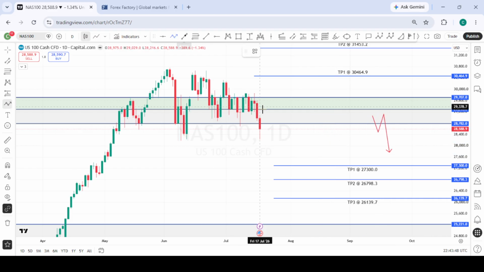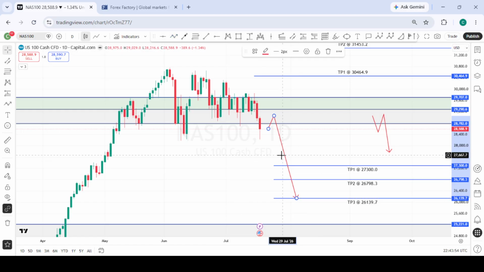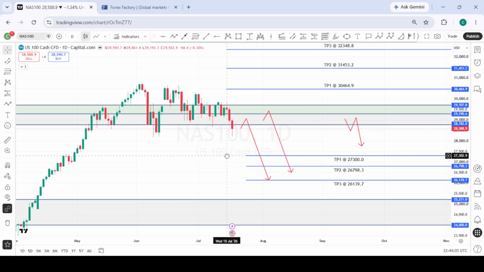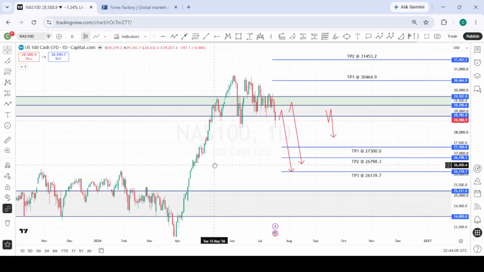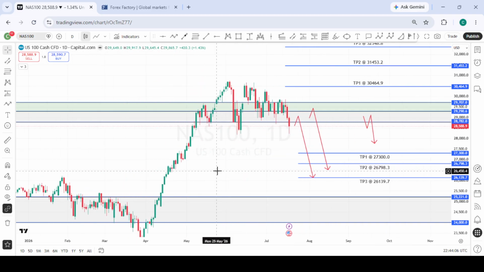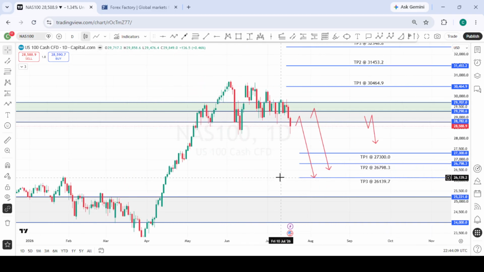So we are looking forward to see a possible pullback into this first area of interest. Look for selling opportunities from here to the various targets we have below. Should price pull back into the second zone above, we'll still be interested in taking the sells from there to the downside. So we are very bearish on NASDAQ now. So we just have to be patient and see how price plays out before we take our decisions from there to the downside.